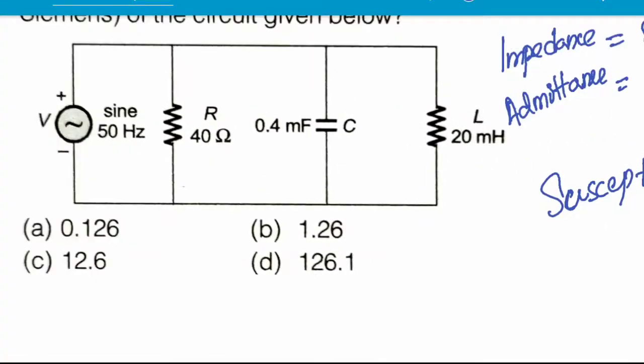0.126, option number A. So thank you for watching up to here.